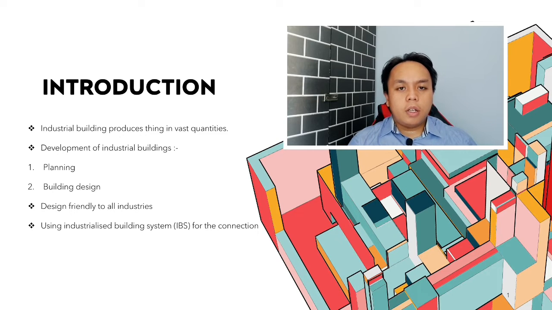For the introduction, an industrial building is a huge structure that produces things in vast quantities and is also sometimes referred to as a factory. Business and industrial are closely connected terms. The development of industrial buildings involves two very crucial procedures. The first stage in creating an industrial facility is planning. The target industry for the building is determined along with other crucial factors like budget and cost.